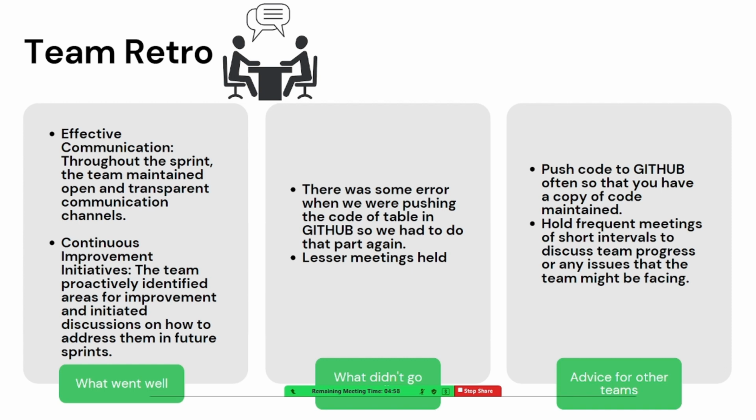So here we also mentioned some tips for other teams which we experienced. Put your code on GitHub regularly so you don't lose it. Have short meetings more often to talk about how things are going and fix problems quickly.